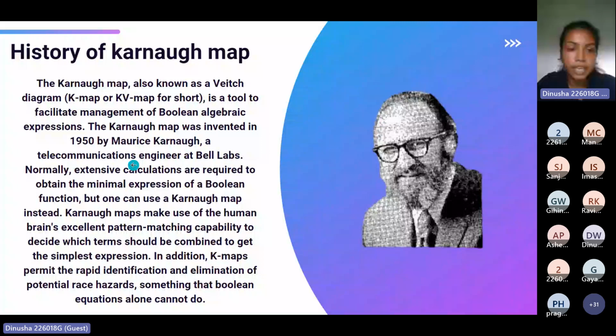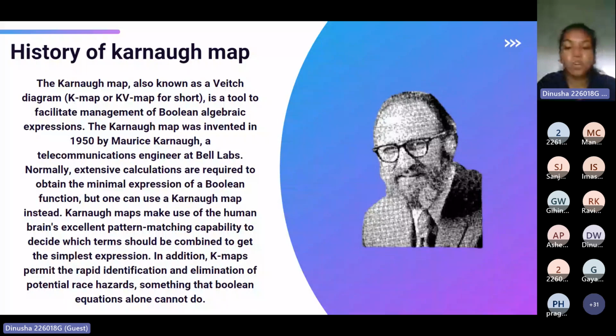When we talk about the history of Karnaugh maps, a person named Maurice Karnaugh introduced them in 1950. He introduced this to get the minimal answer for a Boolean algebraic function. And this is the structure of a Karnaugh map.